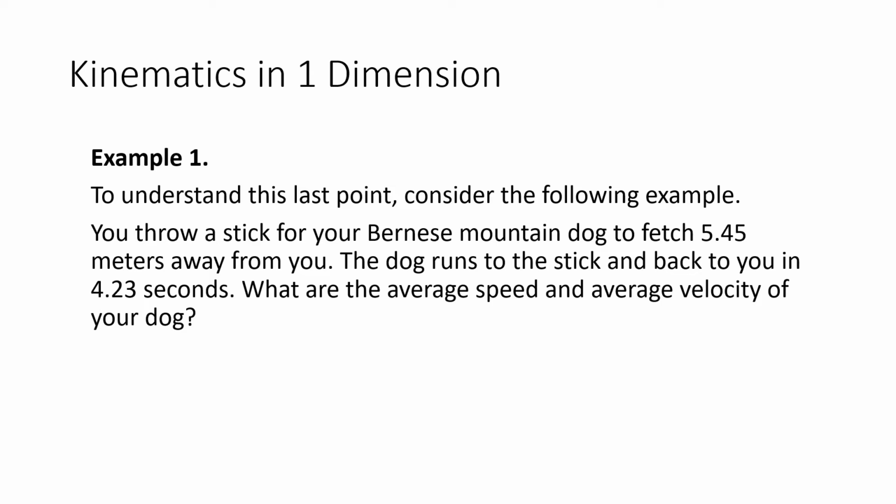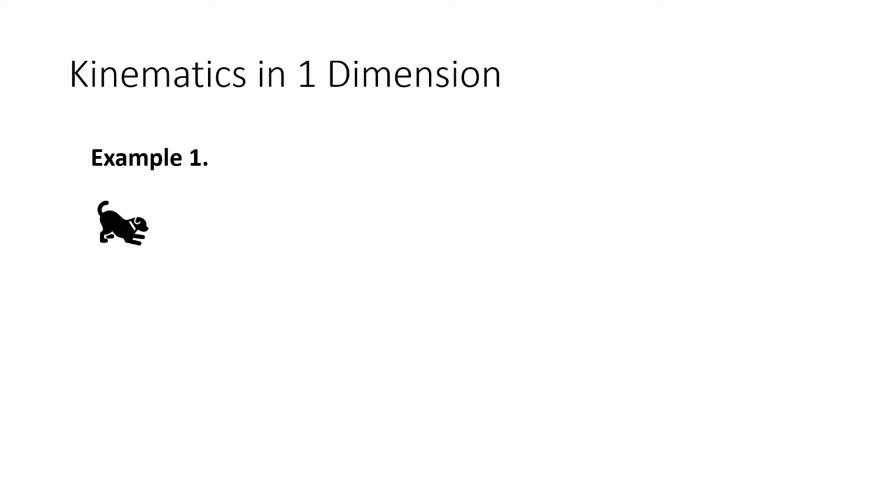The dog runs to the stick and back to us in 4.23 seconds. What are the average speed and average velocity of the dog? So here's a picture of the dog. Let's label a few things. Let's choose our direction of motion to be the x-axis.